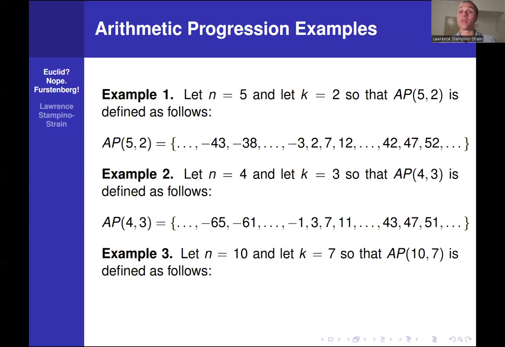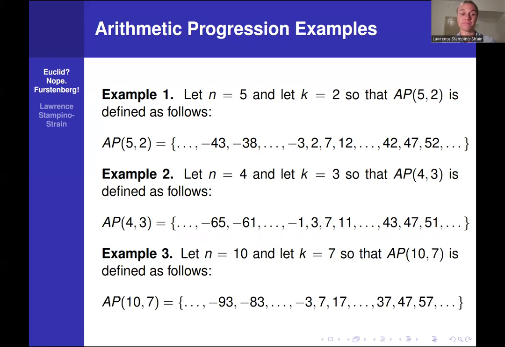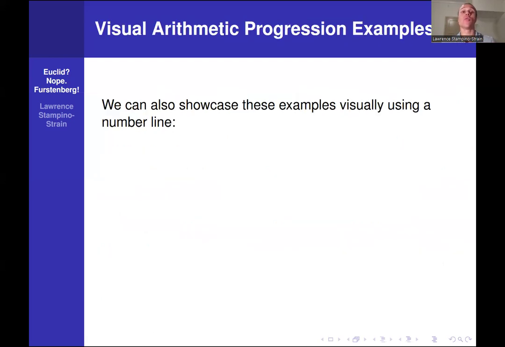Now, in example 3, we let n equal 10 and we let k equal 7, so that AP107 is defined as follows. And it's this set right here. It's very important to keep this in mind as we move forward. Now, we're going to show these examples in a visual sense to maybe give people a better idea of what we're dealing with. We can showcase these examples visually using a number line.